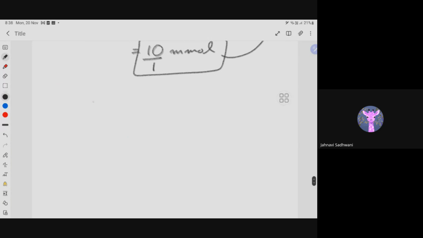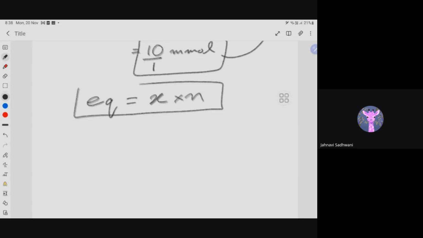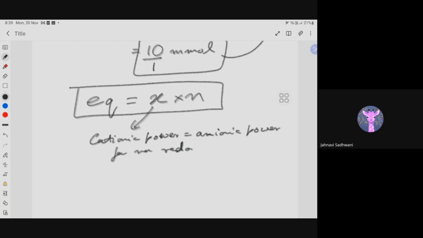So the major formula is equivalence is equal to X factor into N. And in non-redox, this X factor is just equal to the cationic power, equal to the ionic power, for non-redox.